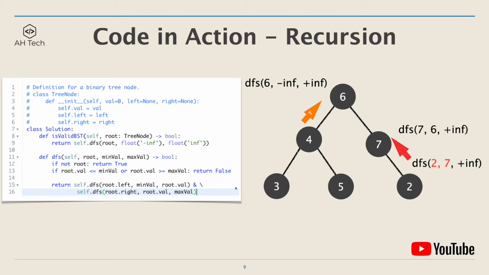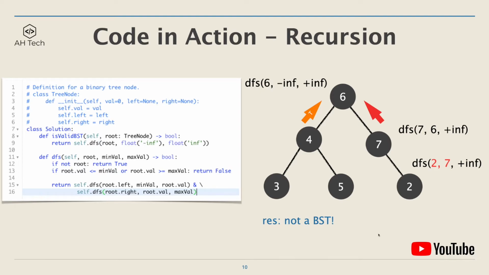And because in the DFS function, we are returning the end result of the Boolean values of the left and right subtree, and since at node 7 we got a false from the right subtree, it will return false to the root. So at the root, node 6, even though the left subtree is a valid binary search tree, the right subtree is not, and it violates the third requirement of a valid binary search tree. So this tree is not a valid binary search tree.